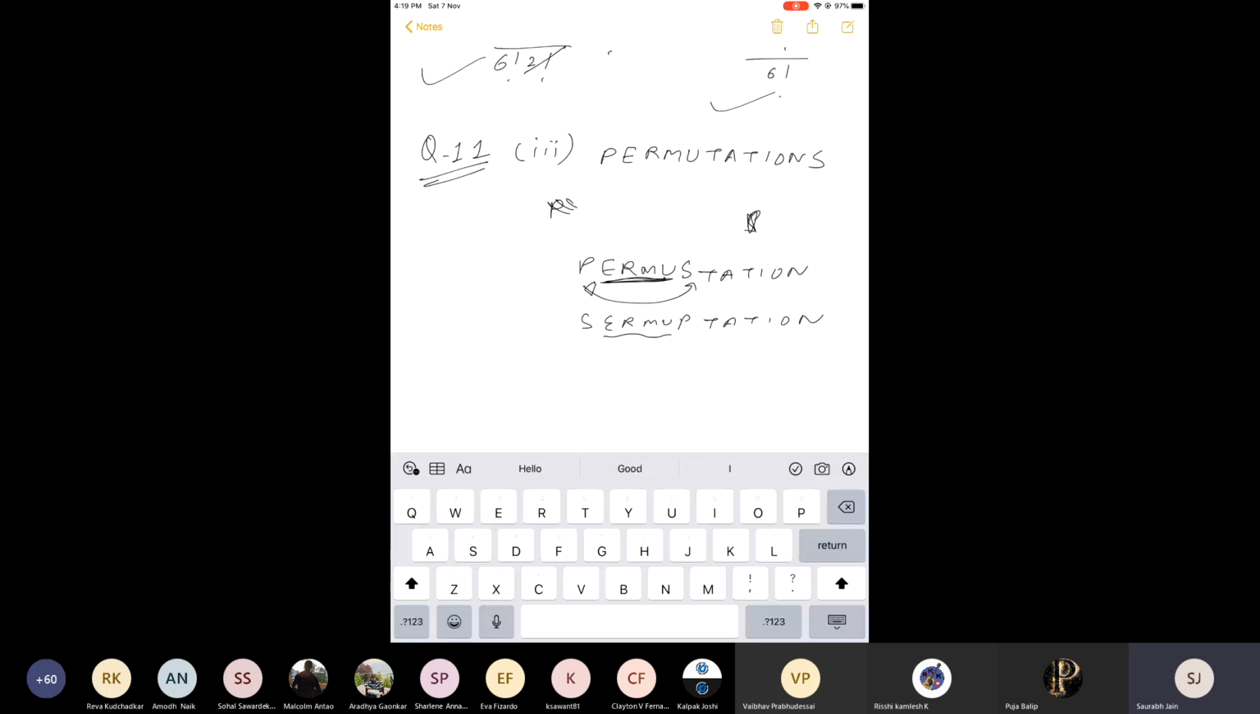So what do you think? How can we solve this? Anyone? This is a good question. How can we find the arrangements such that between these 2 alphabets P and S, 4 alphabets are always there, and exactly 4. How can we do this question?